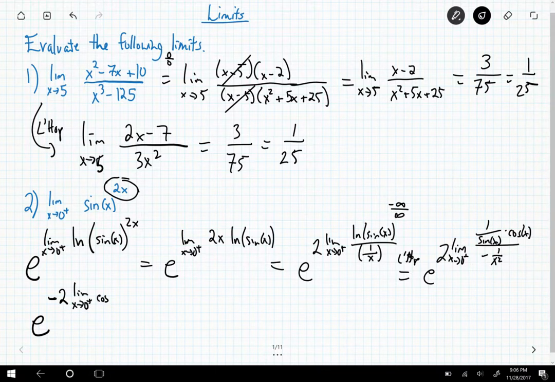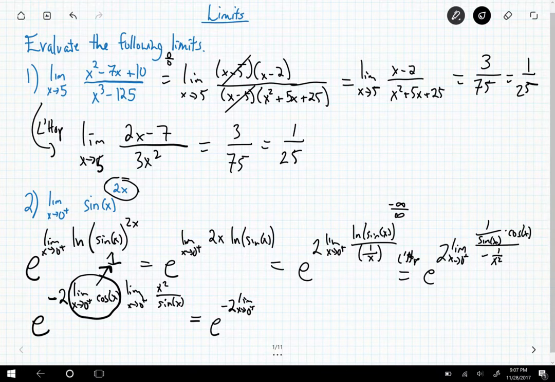We'll deal with the cosine x separately, just because we can already plug that in. And then we have the limit as x approaches 0 from the right of, we can write x squared divided by sine of x. So this is quite a bit of work, but you can see what's happening here. The part where we have limit as x approaches 0 from the right of cosine of x, that's just 1. Cosine of 0 is 1, so there's not much happening there. So we have e to the negative 2, limit as x approaches 0 from the right of, now when you plug in 0 into both of these, you get 0 over 0 again.